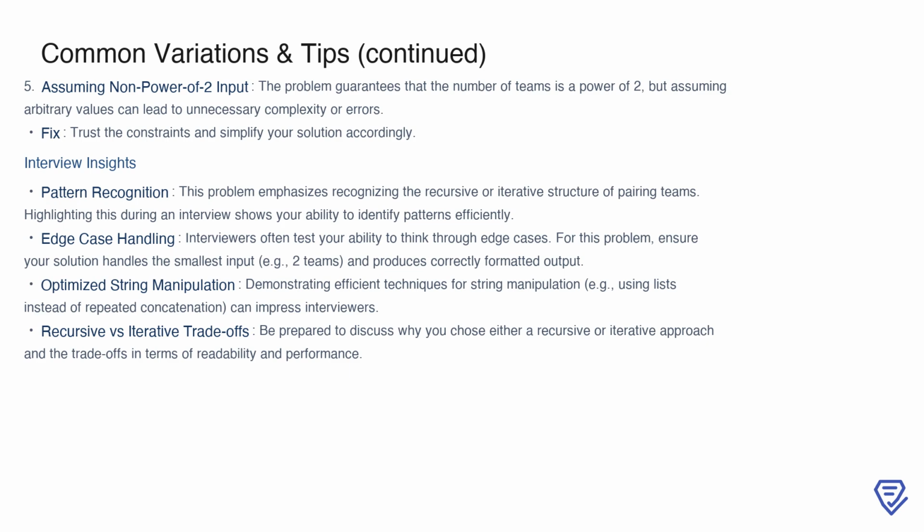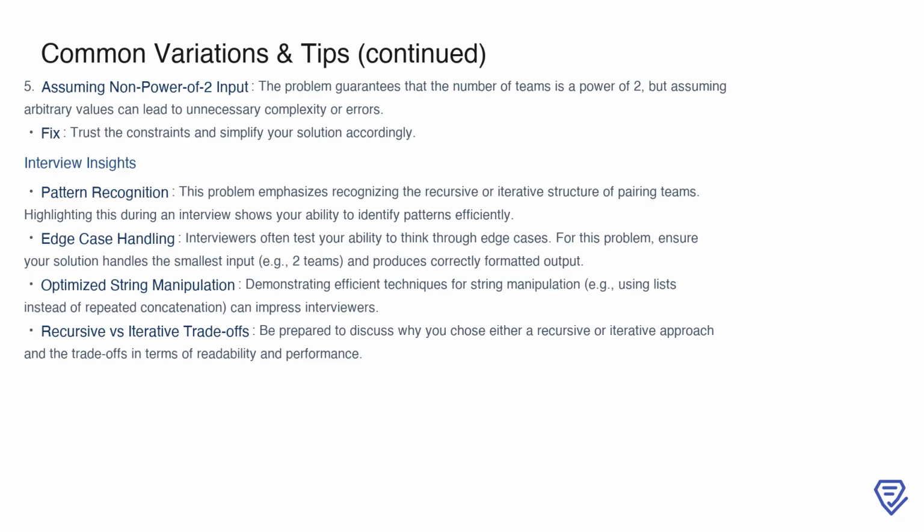One common variation is assuming non-power of two inputs, which complicates the implementation unnecessarily. Since the problem guarantees the number of teams is a power of 2, you can simplify your solution by trusting these constraints. From an interview perspective, pattern recognition is a key takeaway. This problem tests your ability to identify recursive or iterative structures in pairing, and highlighting this during an interview demonstrates your problem-solving skill. Edge case handling is another critical area. For example, your solution should handle the smallest input, such as 2 teams, and still produce a properly formatted output.